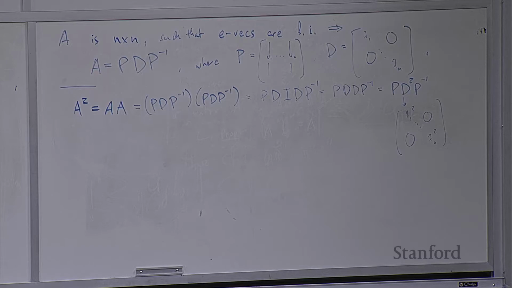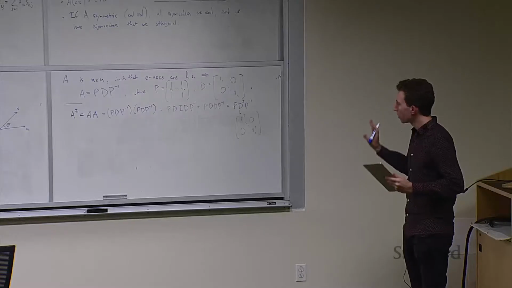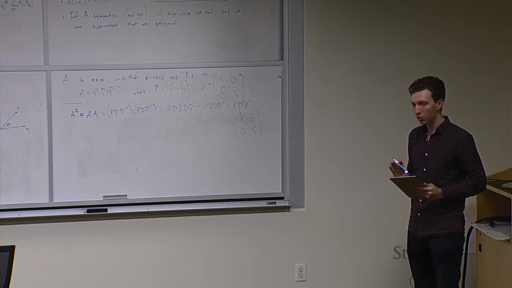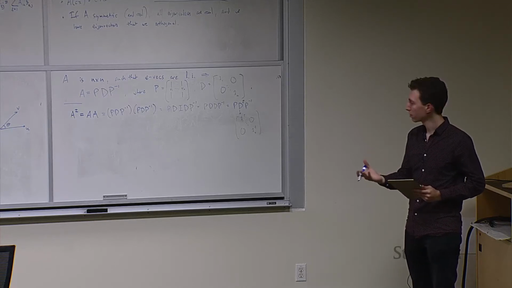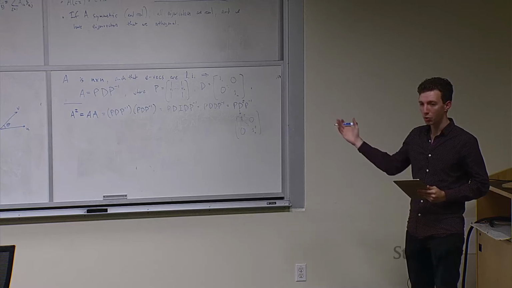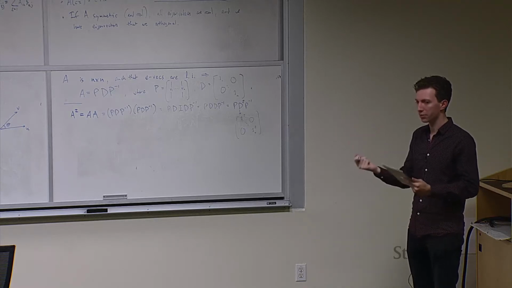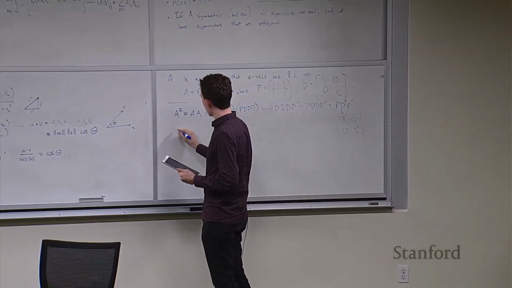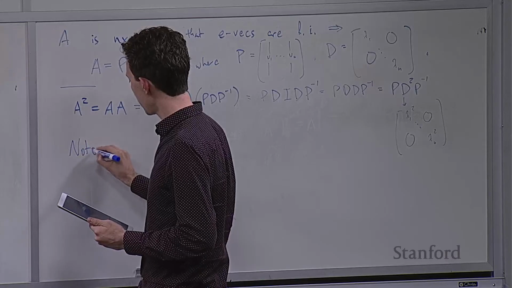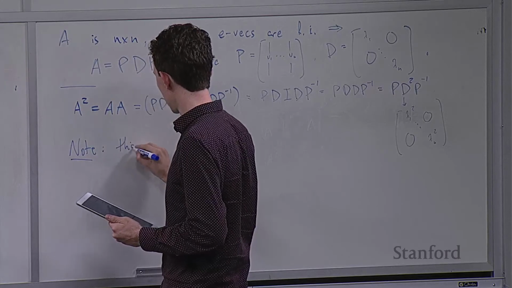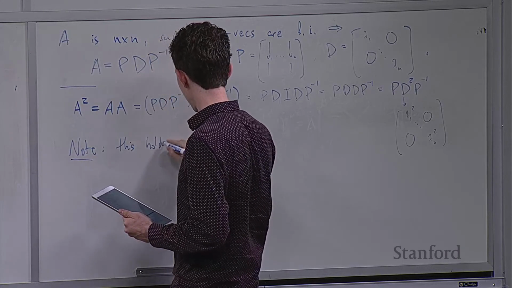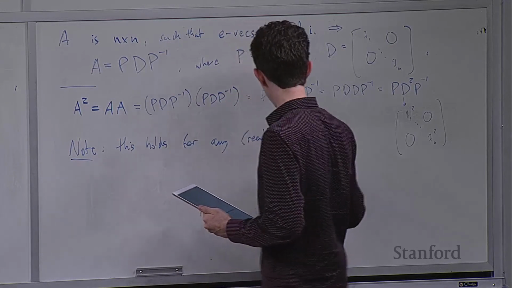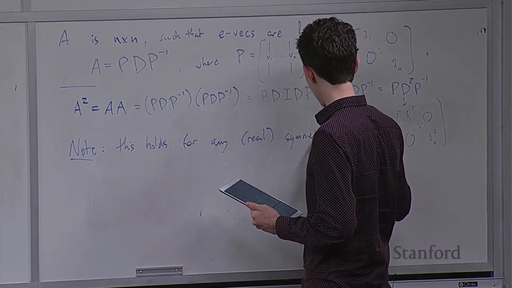OK. So note that we can do this when we have A such that the eigenvectors are linearly independent. So it's not super obvious if I just give you a matrix if you can do this or not, right? You would have to find the eigenvectors and check whether these are linearly independent or not. So the very nice note is that this holds for any real symmetric matrix A.